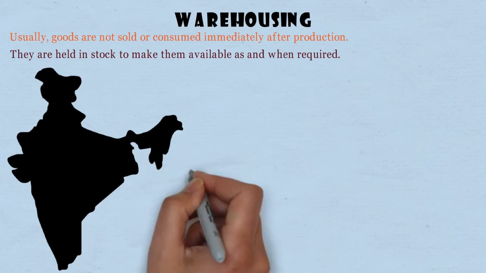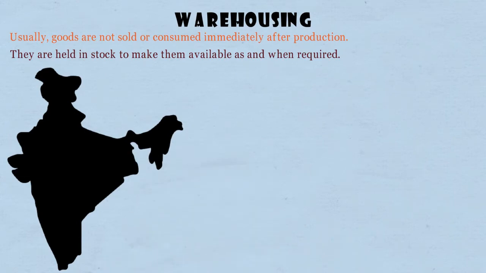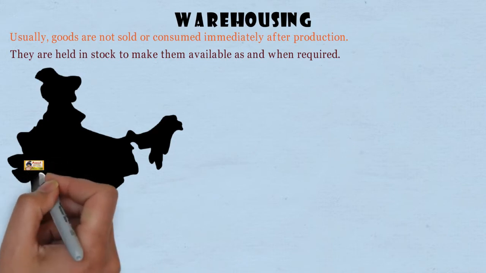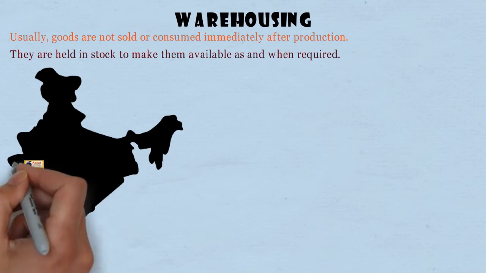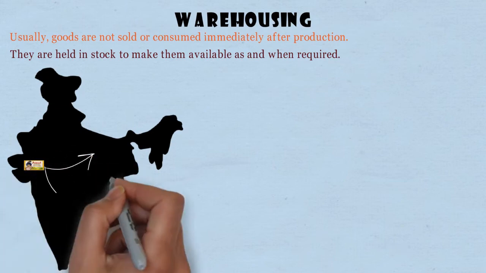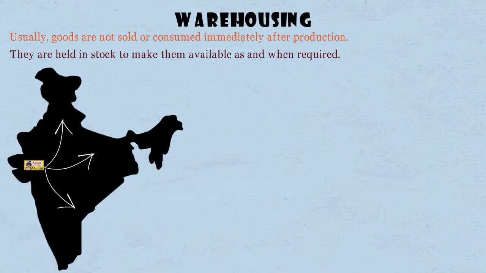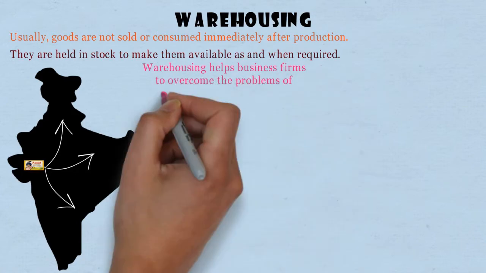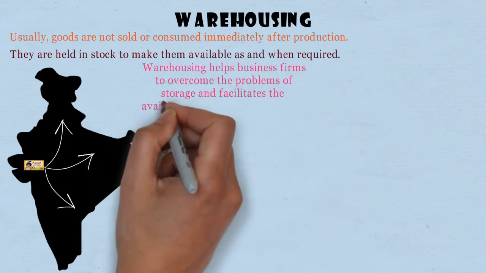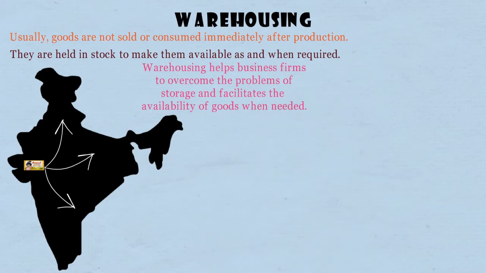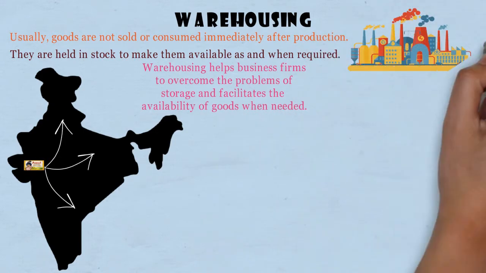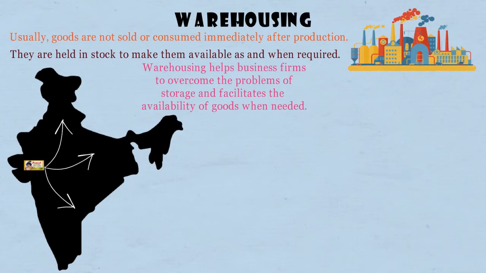Let's say in India, the Amul factory is located in Anand, Gujarat. However, Amul products are consumed all over India. So, this factory produces in large quantities, but many of the Amul products like Amul chocolates have to be held in stock and they have to be delivered as and when they are required. This is where warehousing comes into place.